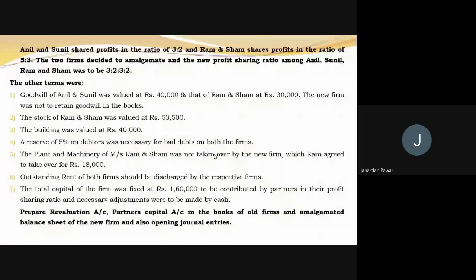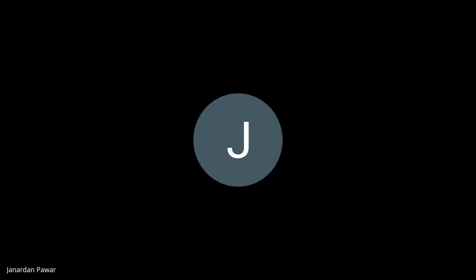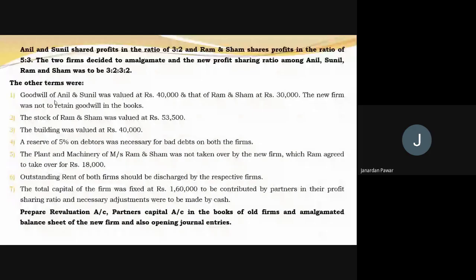The other terms were as follows. First, goodwill of Anil and Sunil was valued at rupees 40,000 and that of Ram and Sham at rupees 30,000. The new firm was not to retain goodwill in the books. So we have to make the adjustments as per this. Then the stock of Ram and Sham was valued at rupees 53,500. Then the building was valued at rupees 40,000. Then a reserve of 5% on debtors was necessary.